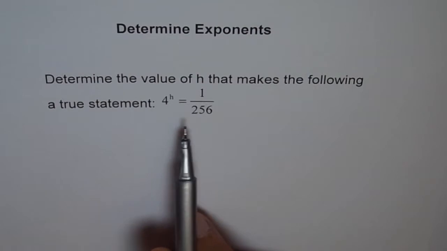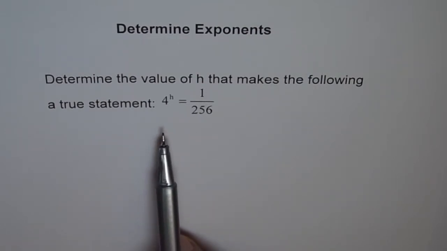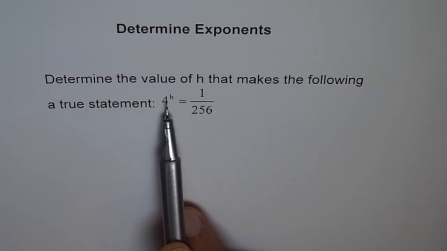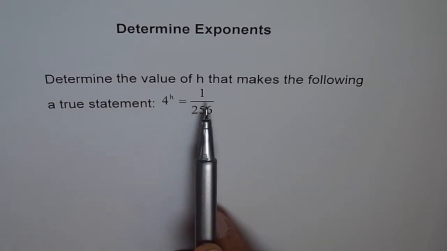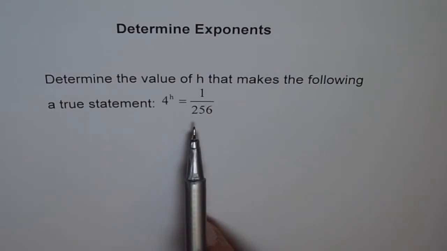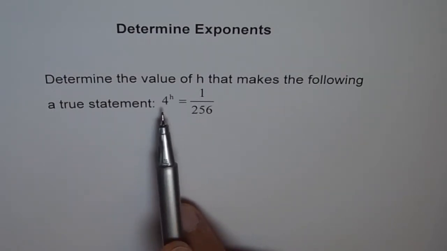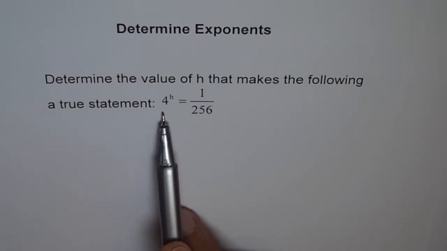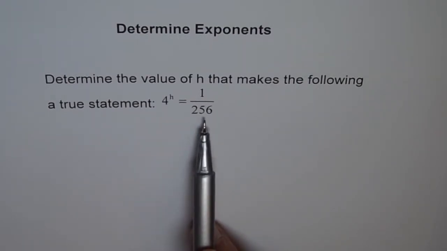to solve such a problem, we should try to make the same base. Once we have the same base, then we can compare the exponents and find how they are related. Now here, as you can see, 4 has 2 as its factor, right? 2 times 2 is 4. So I can always write 4 as 2 to the power of 2, correct? And 256 can also be written as a power of 2.